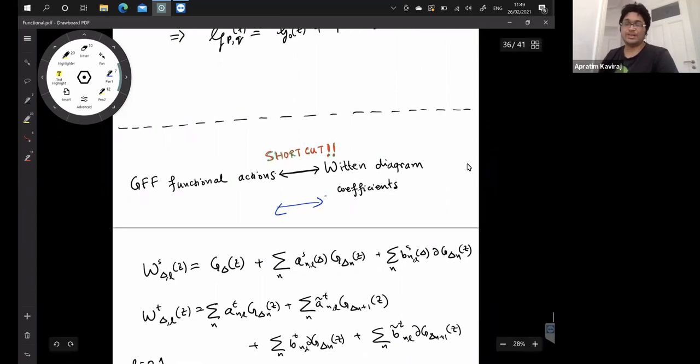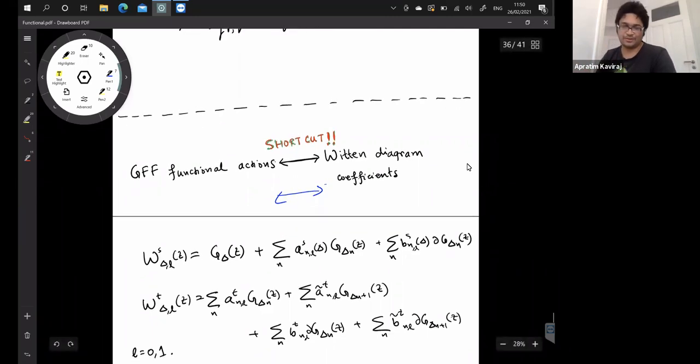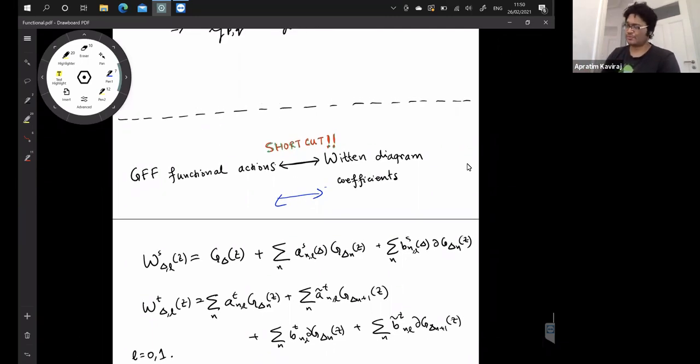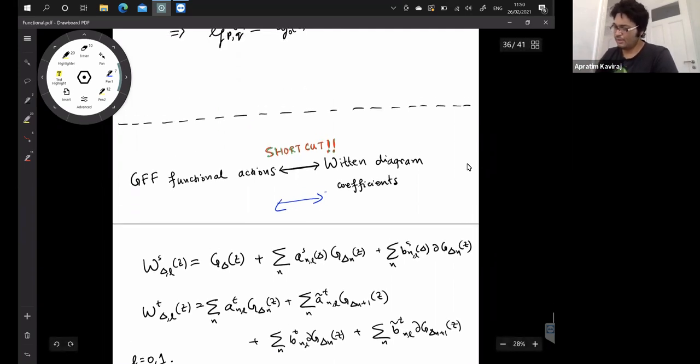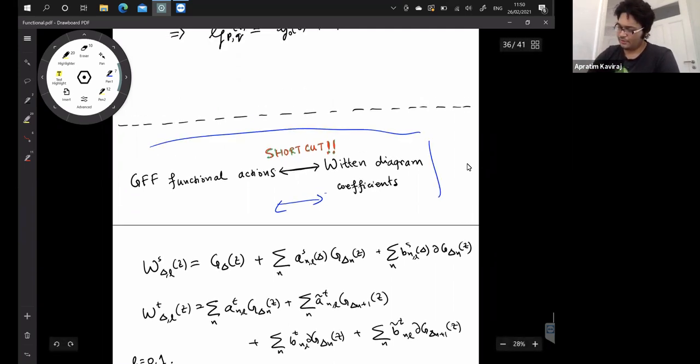Witten diagrams are quite well studied, and these expressions are quite simple, and functionals, they are integrals, so their action is quite hard to evaluate. So if there's a shortcut to compute them, it's really nice, and Witten diagrams give you that. So this is one important thing that I wanted to say.